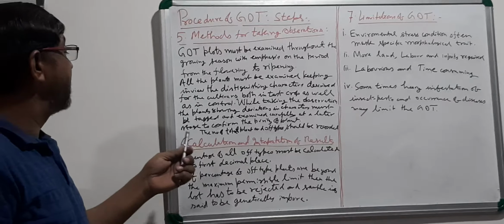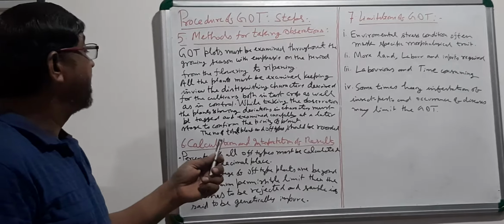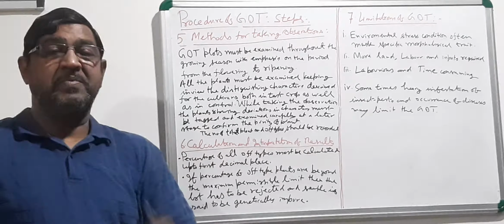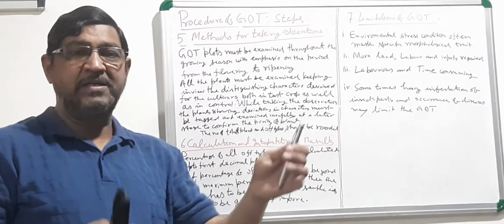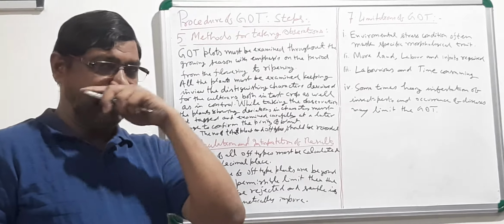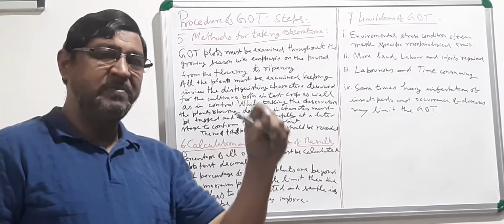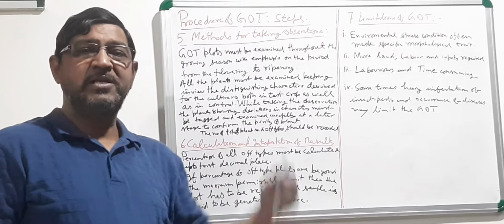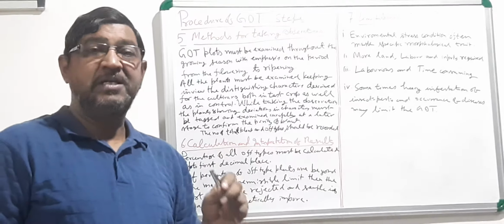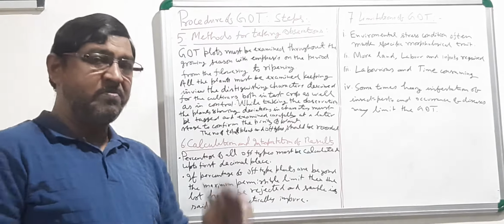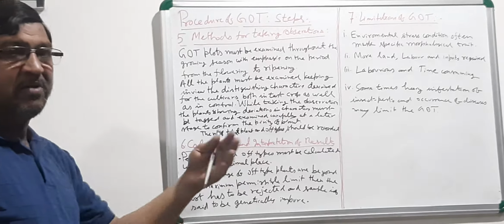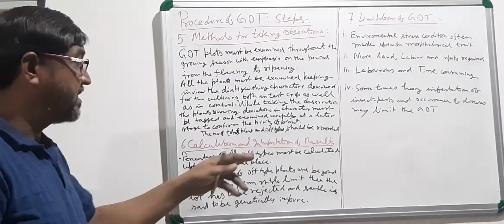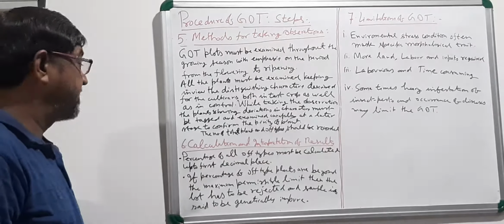Then the number of total plants and the number of off-types should be recorded properly. Say, for example, you have grown 200 plants, so you have written 200 plants twice. And in each 200 you have to see how many off-types there are, and record it for calculating properly. Then you go for calculation and reporting the result.